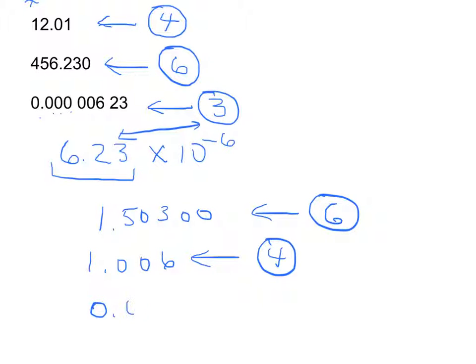How about this number? 0.00600. How many significant figures? 3. Because the leading zeros do not count, but these on the end do. Now let's go to the next slide.